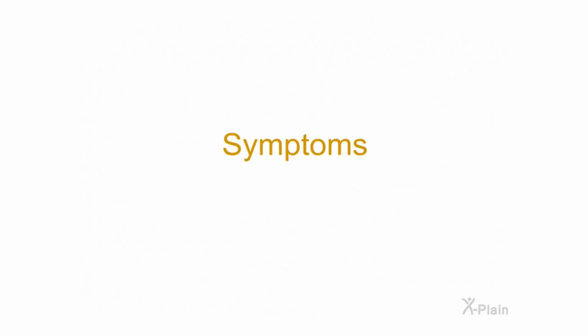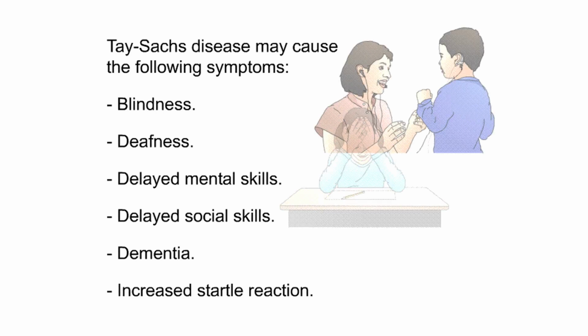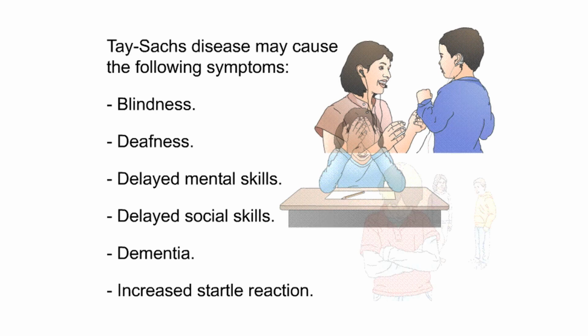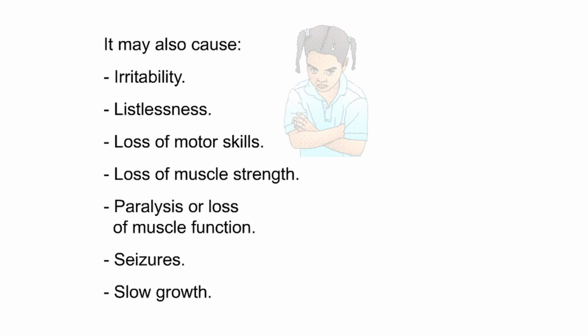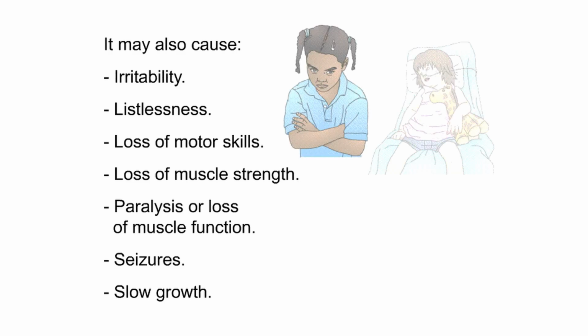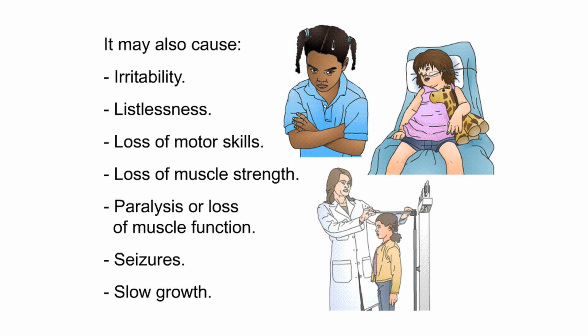Symptoms. Tay-Sachs disease may cause the following symptoms: blindness, deafness, delayed mental skills, delayed social skills, dementia, increased startle reaction. It may also cause irritability, listlessness, loss of motor skills, loss of muscle strength, paralysis or loss of muscle function, seizures, slow growth.